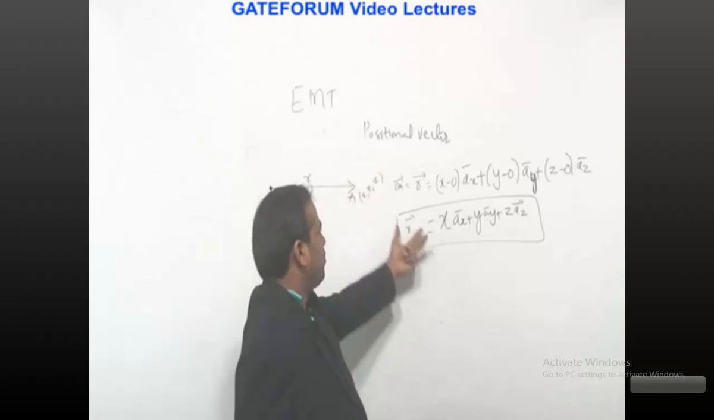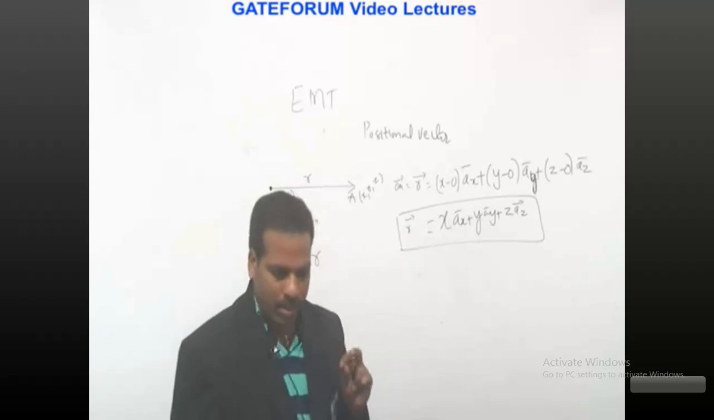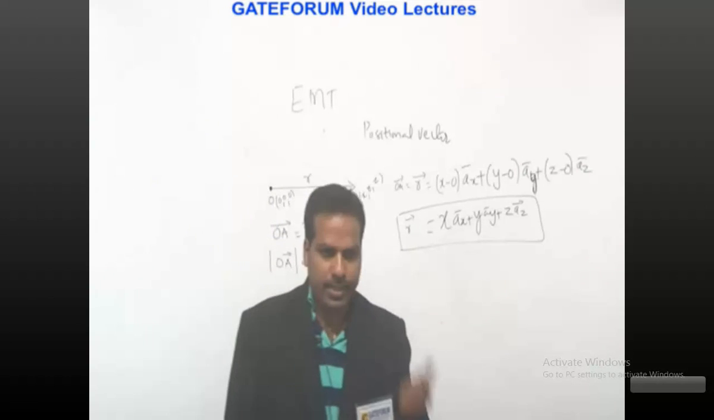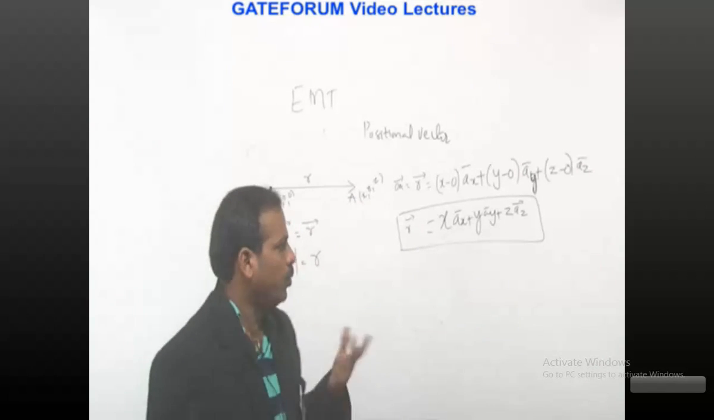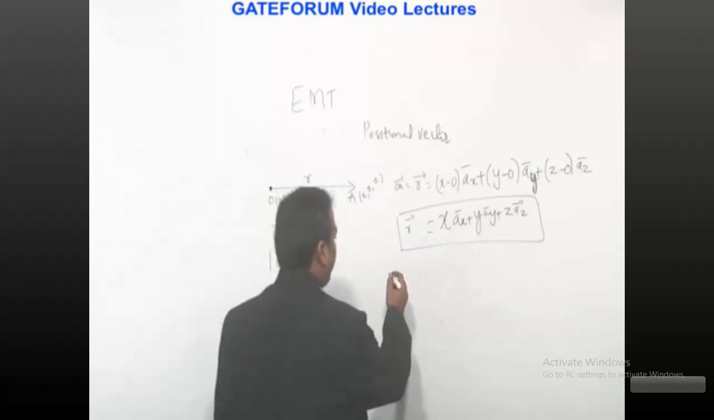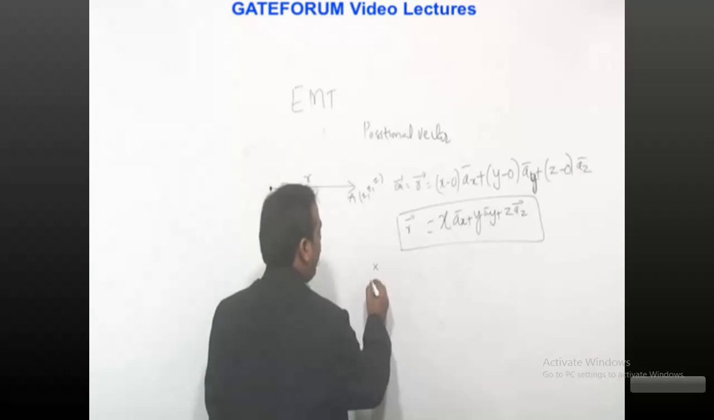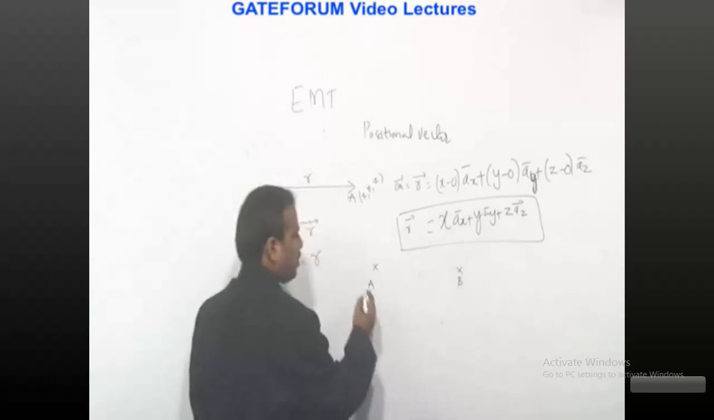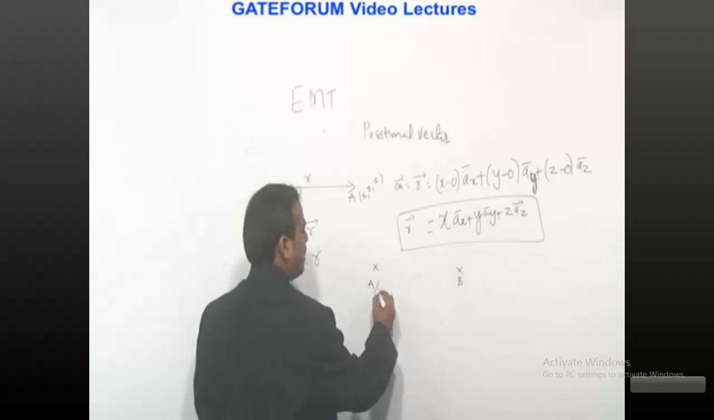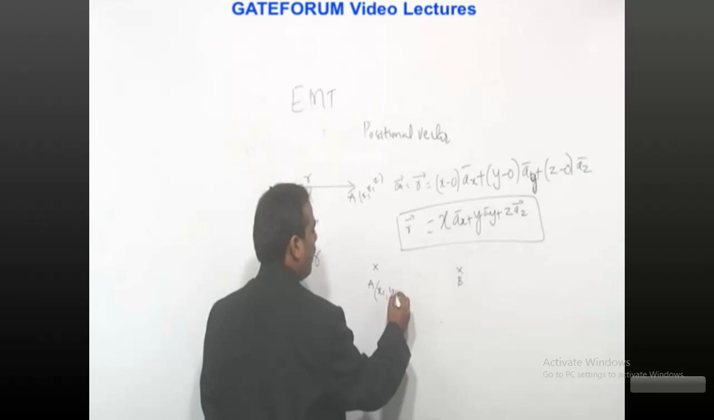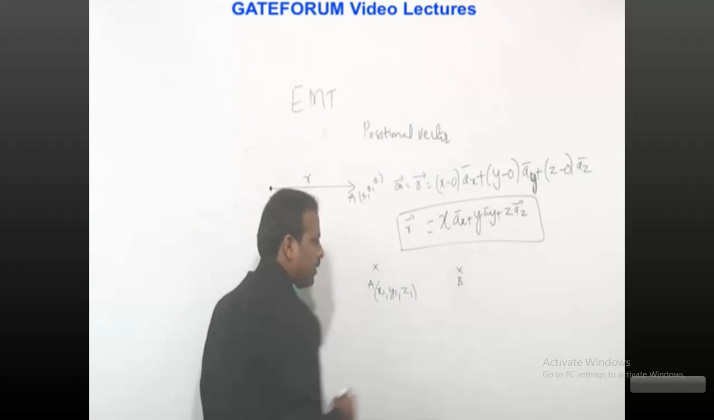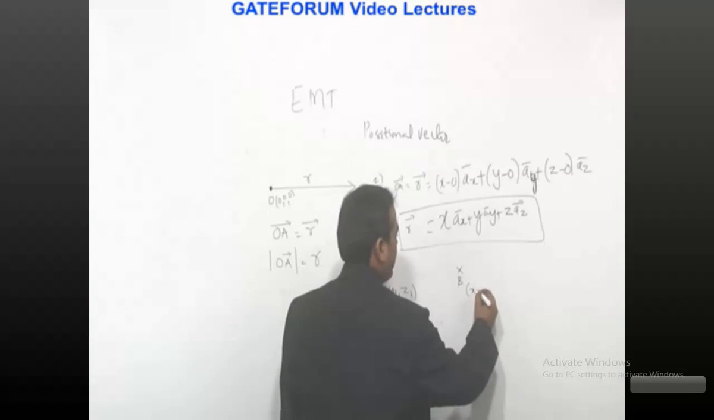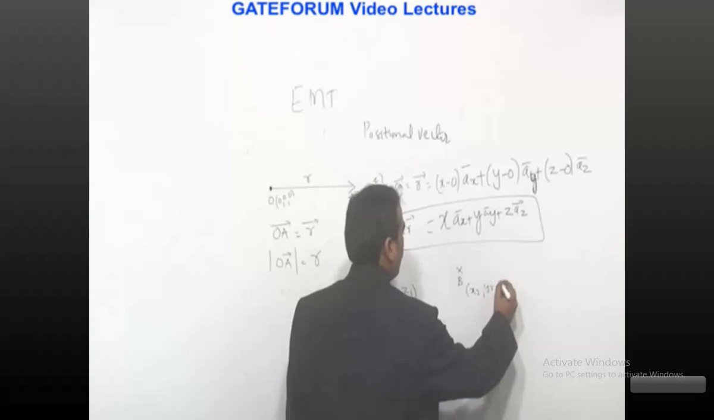Okay, so now we understand what a positional vector is. The positional vector is always taken with respect to the origin. But let us say there is no origin, and there are two clearly defined points, let's say point A and point B here. Let us assume the coordinates of point A are x1, comma, y1, comma, z1, and the coordinates of point B are x2, comma, y2, comma, z2.